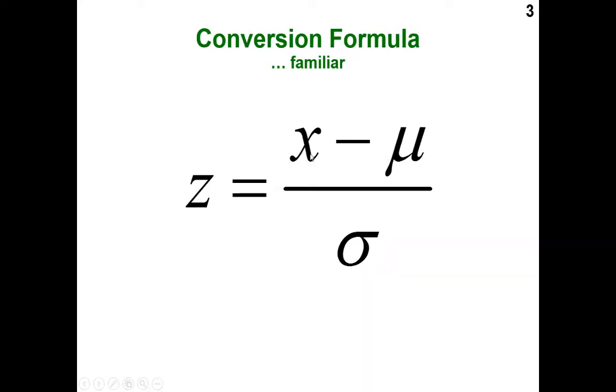Anytime you're given an x value, if you know the mean and the standard deviation, you can find the z-score for that particular x value. And this is the way in which we can take any normal distribution and convert it over to a standard normal distribution with a mean of 0 and standard deviation of 1, and use z-scores instead of the original x value.